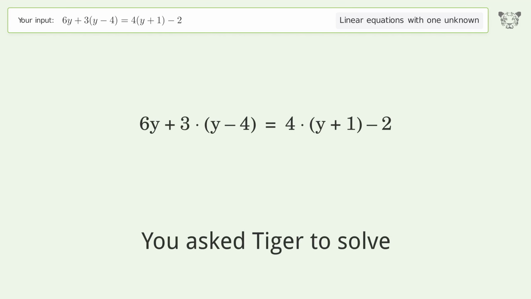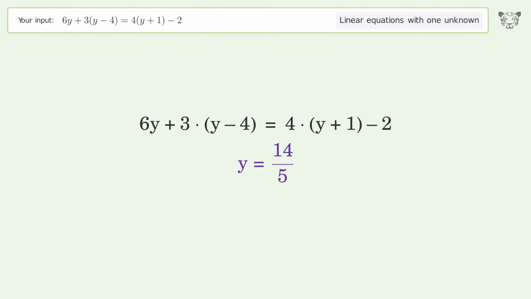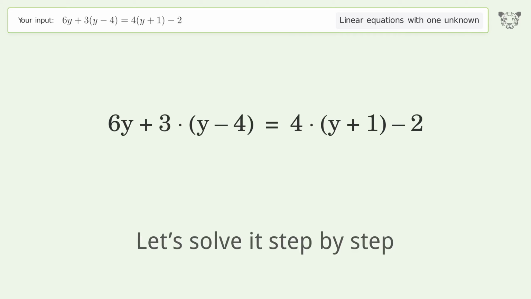You ask Tiger to solve. This deals with linear equations with one unknown. The final result is y=14/5. Let's solve it step by step.